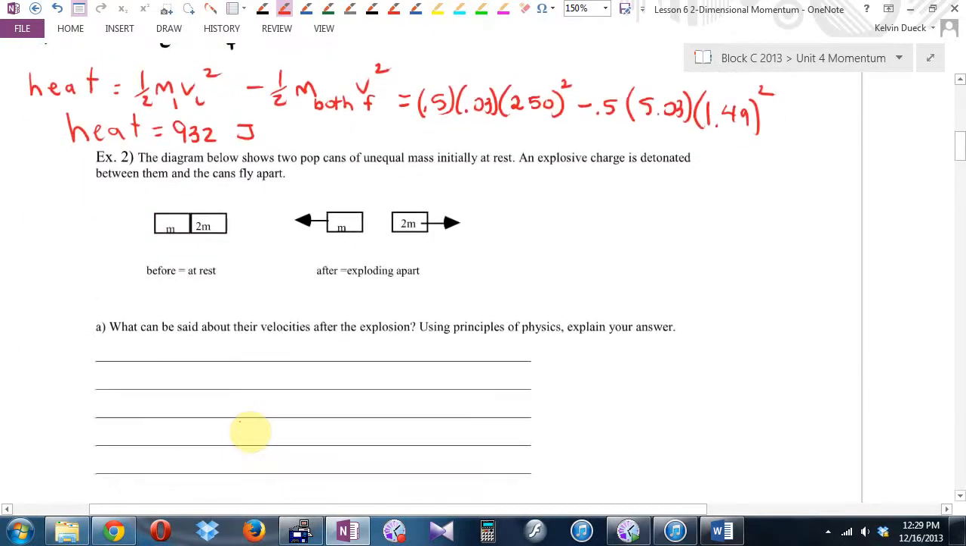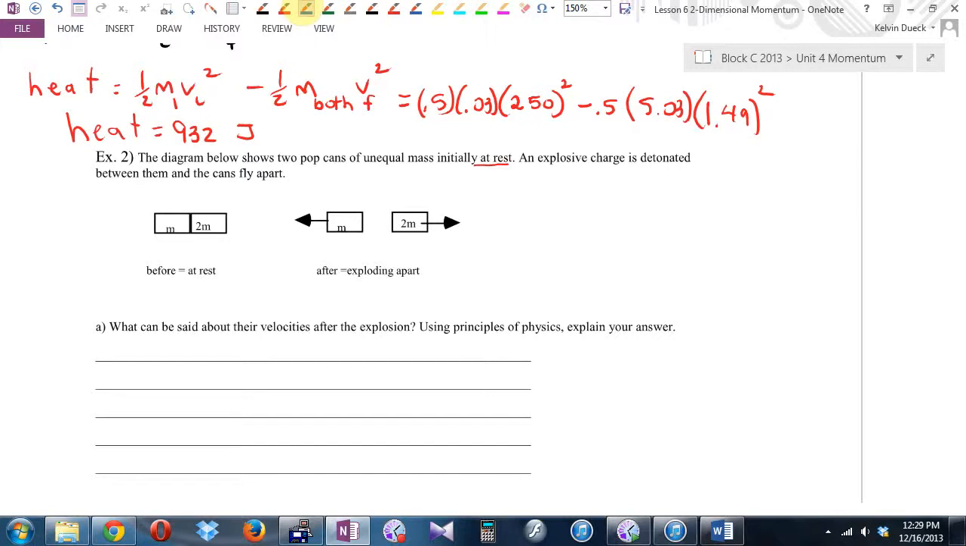Example 2. Is that okay? The diagram below shows two pop cans of unequal mass initially at rest. That's probably important. Again, you don't have to underline the physics work, but it's a good strategy, at least in your mind. They should be almost like highlighted in a separate color. At rest, that's a key one. Stopped is a key one. Stuff like that.